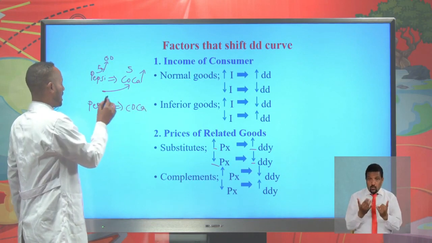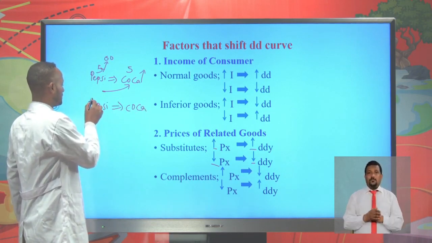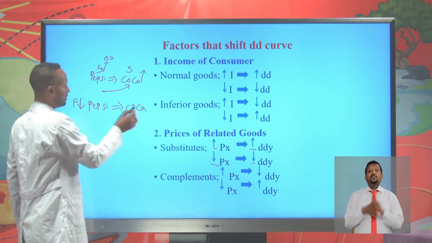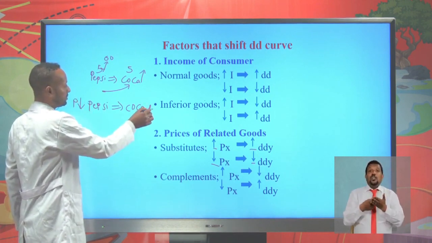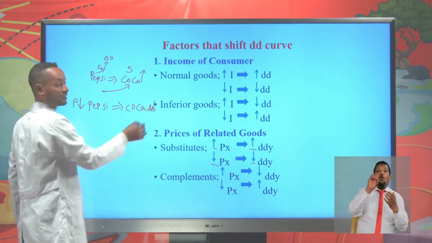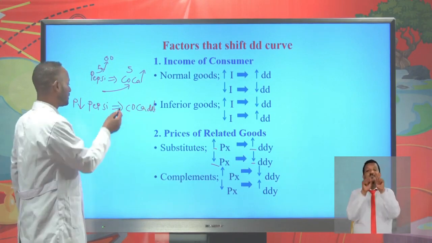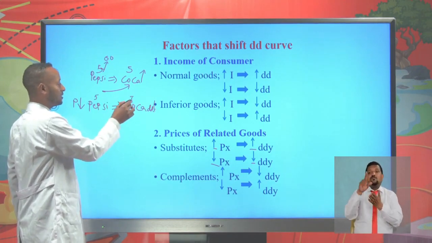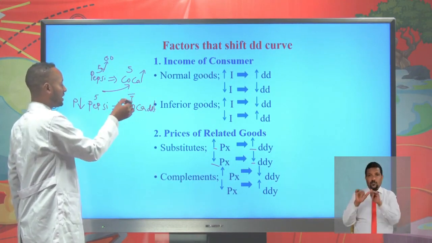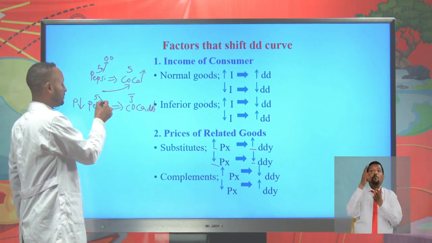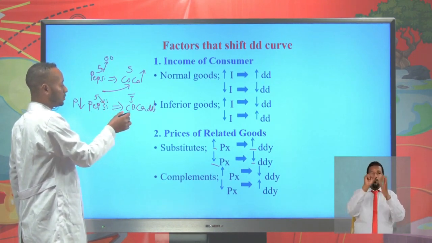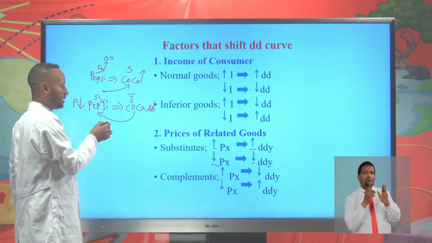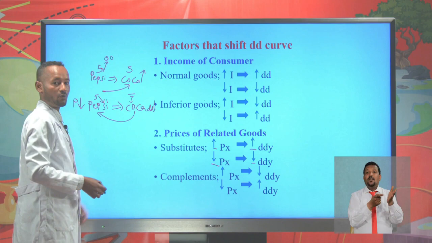Now, as the price of Pepsi declines, the demand for Coca will also decline. For example, if the price of Pepsi is 5 birr and the price of Coca is 5 birr, the price of Coca remains unchanged and the price of Pepsi declines from 5 birr to 1, then consumers of Coca will shift their consumption of Coca to consumption of Pepsi. In this case, the demand for Coca will decline.